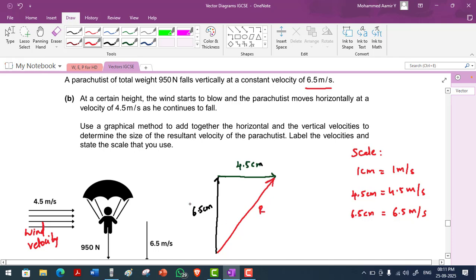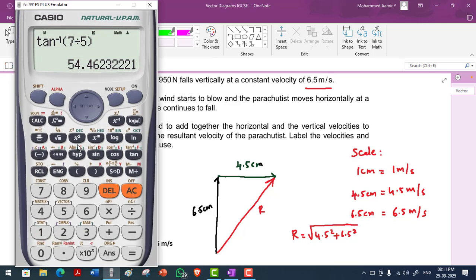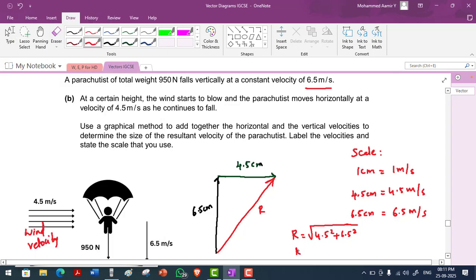You have to measure that. It will definitely be greater than 6.5, maybe 7.5. I can't measure here, so I'm using the Pythagoras theorem. 4.5 squared plus 6.5 squared, and if I do that, I am getting 7.9. So R is equal to 7.9 centimeters, or you can convert it because 1 centimeter is 1 meter per second. You can clearly say 7.9 meters per second.